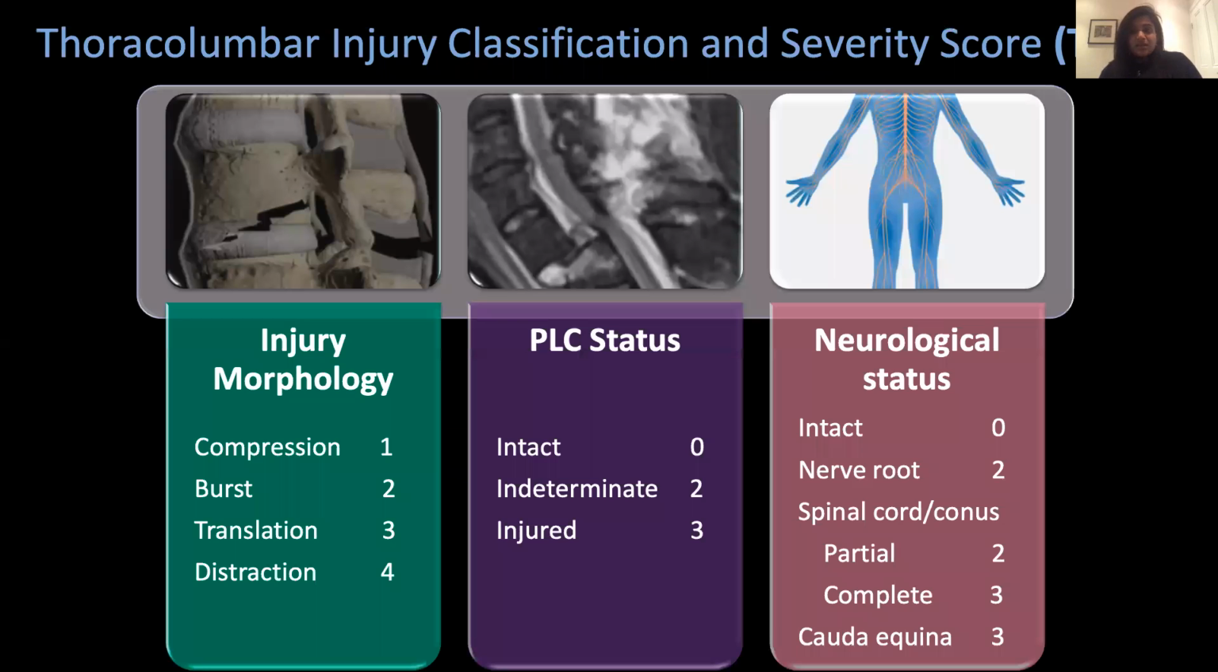So the problem with the Denis 3-column model is that it doesn't take account of the patient's neurological status. It therefore can't be used to guide surgical intervention. So this is where the Spine Trauma Study Group came up with the Thoracolumbar Injury Classification and Severity score, TLICS. And this is where they looked at the injury morphology, grading it from least severe to most severe, as we've discussed, from compression, burst, translation, and then distraction, those injuries being most severe, then looking at the PLC status to see if this is intact, indeterminate, or injured, and then looking at the neurological status of the patient. So if this is a nerve root injury, a partial or complete injury, or cauda equina.